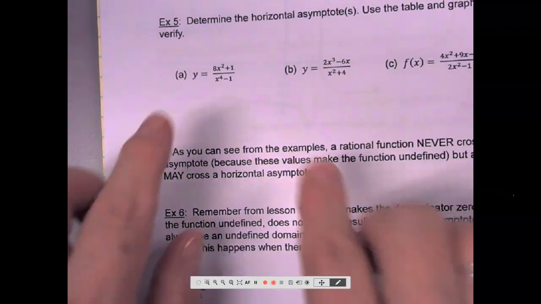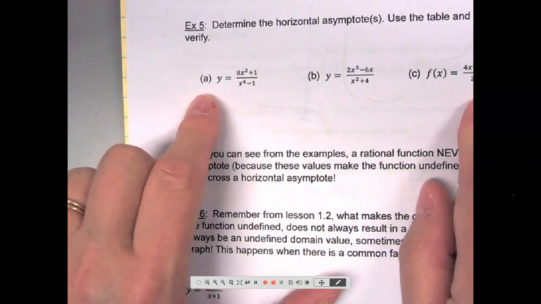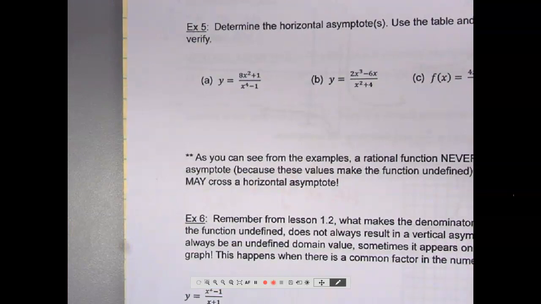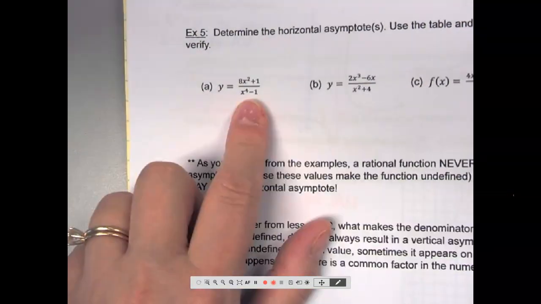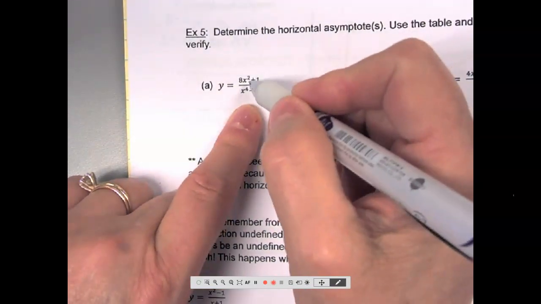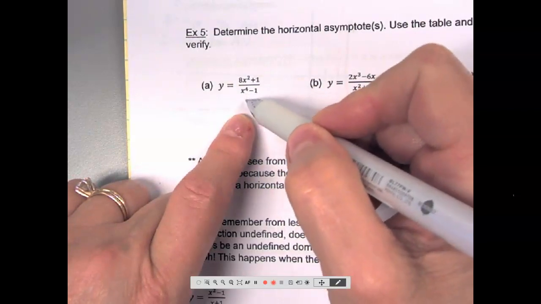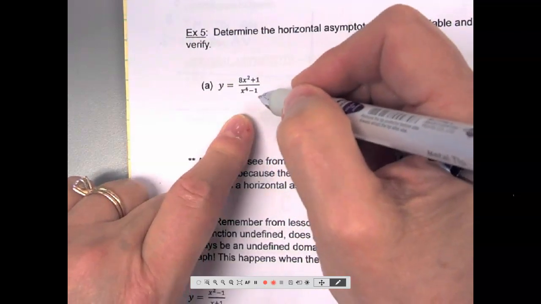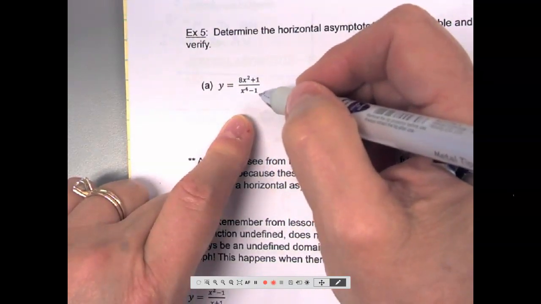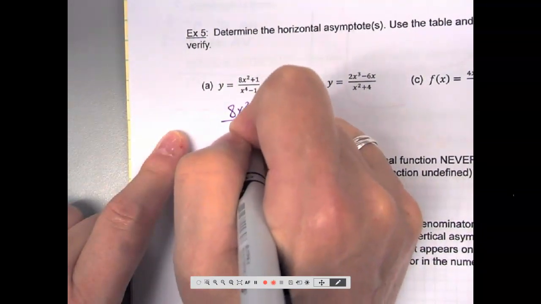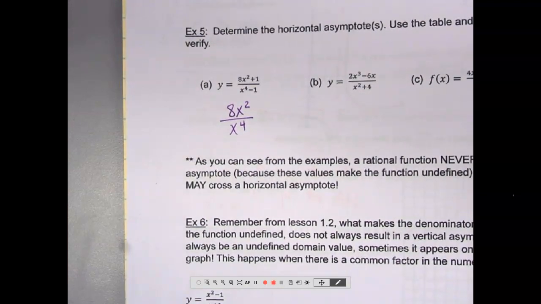Okay, so we're going to look at these and just determine what they're going to be. Then I'll show you how to use the table, and then we'll check on our graphing calculator to see if we actually see that asymptote. Okay, so I have highest degree in the numerator. I have variables top and bottom. My highest degree is x squared. My highest degree down here is x to the 4. These plus ones and minus ones as x gets super big are totally insignificant. So if I just evaluate 8x squared over x to the 4, what does that reduce to?